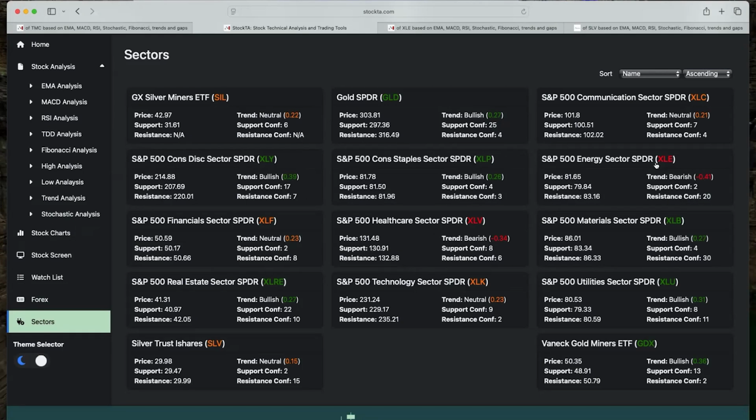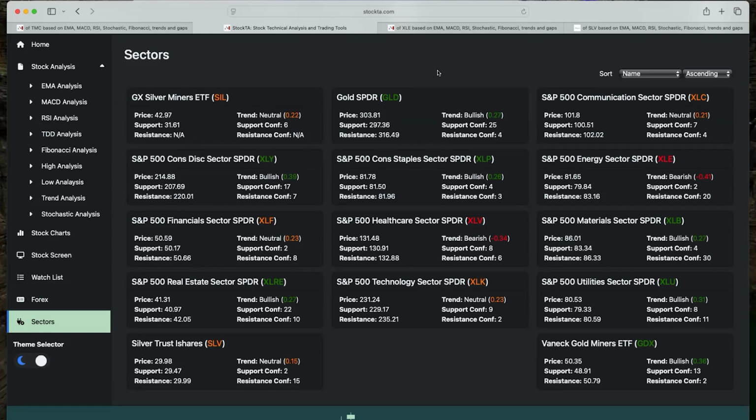So you can look at energy as XLE, which is bearish, XLC is communications. You have XLK, which is tech. You have real estate. XLF is financials. So you can really get a good overview. This is the first thing I check every morning after the main pages. I just want to get a macro overview, a far out picture of, okay, here's what's working, here's what isn't working.